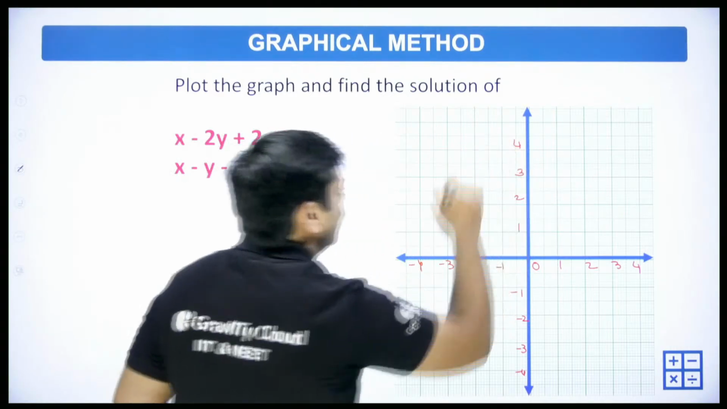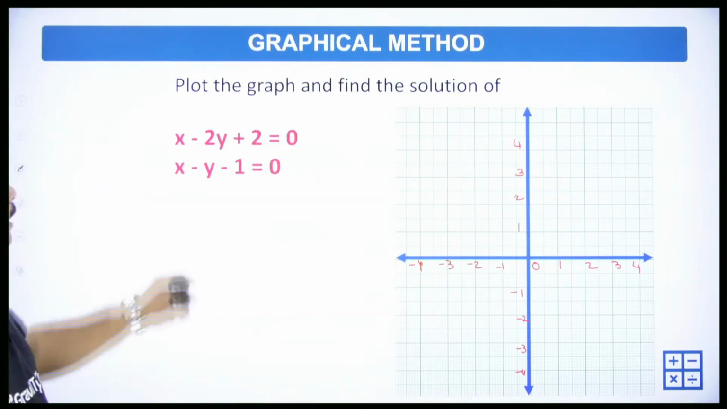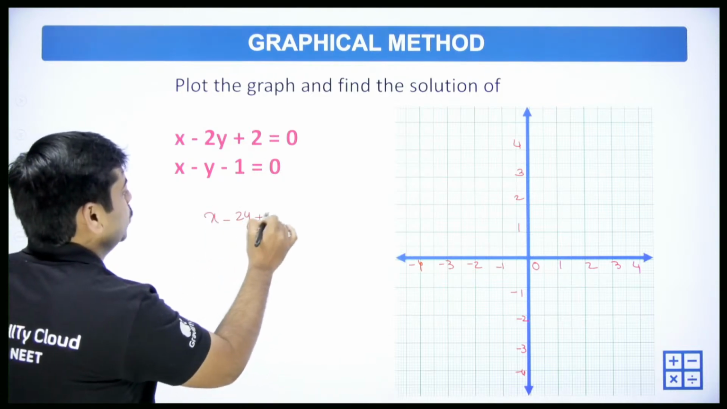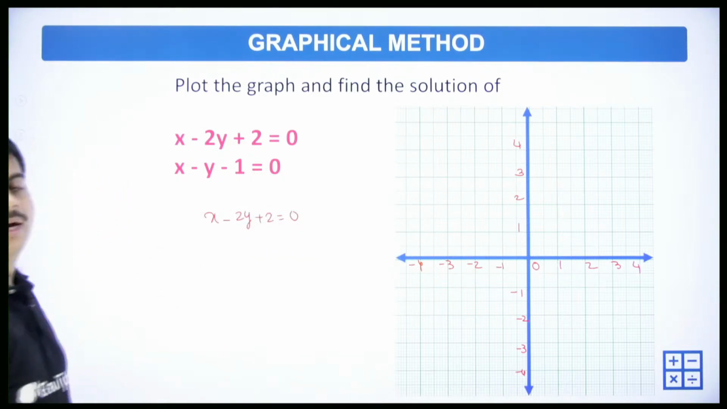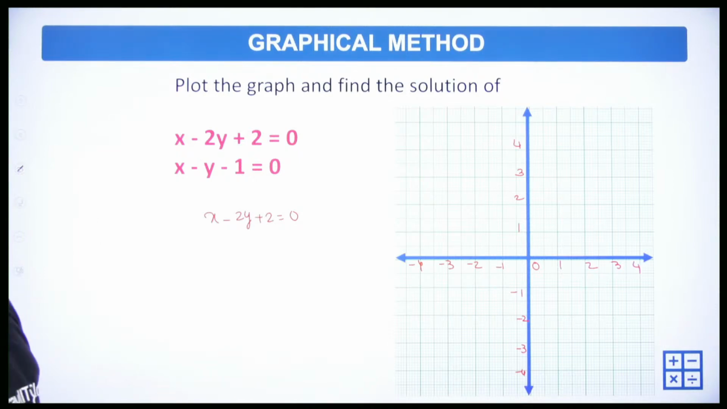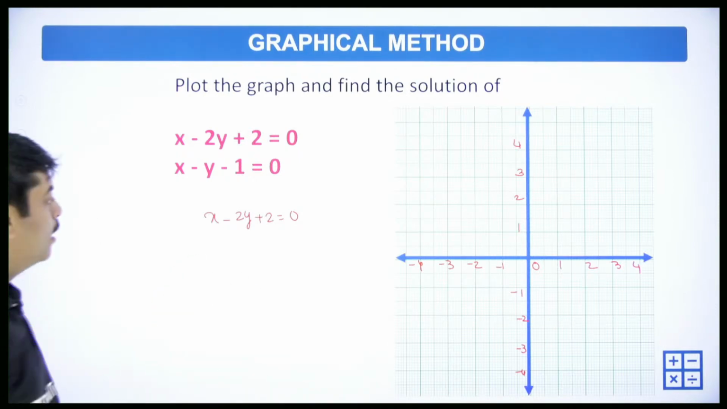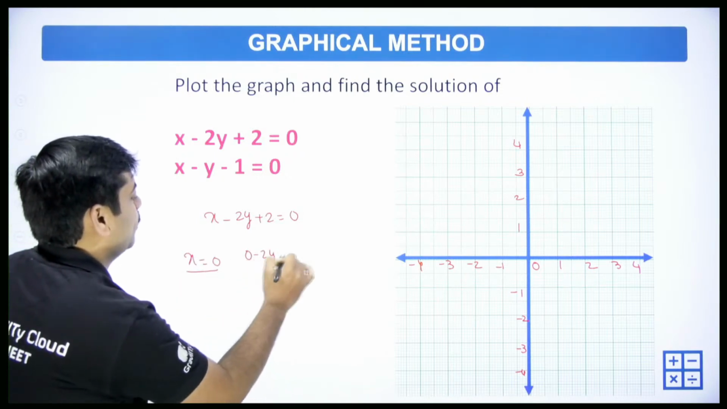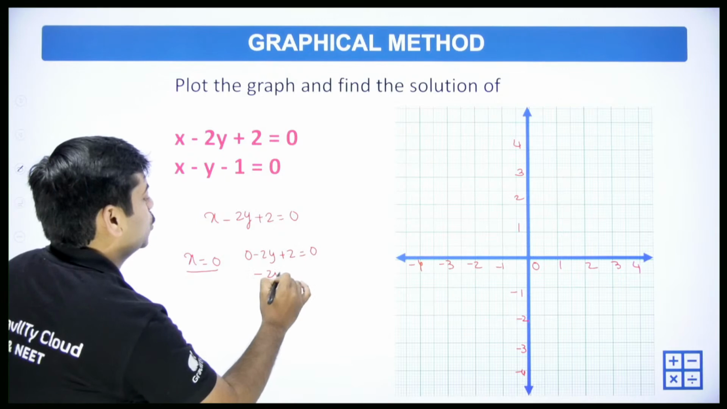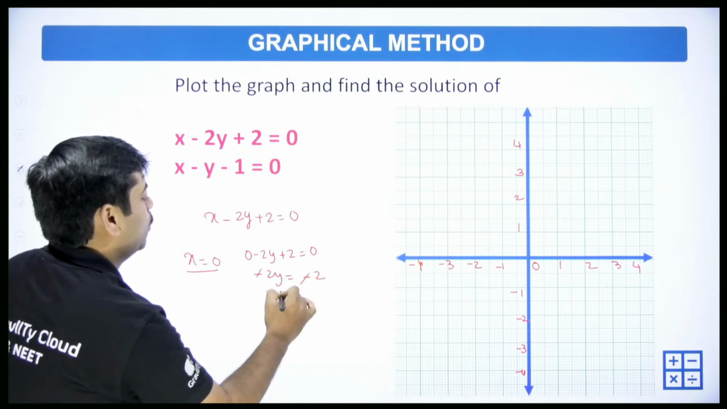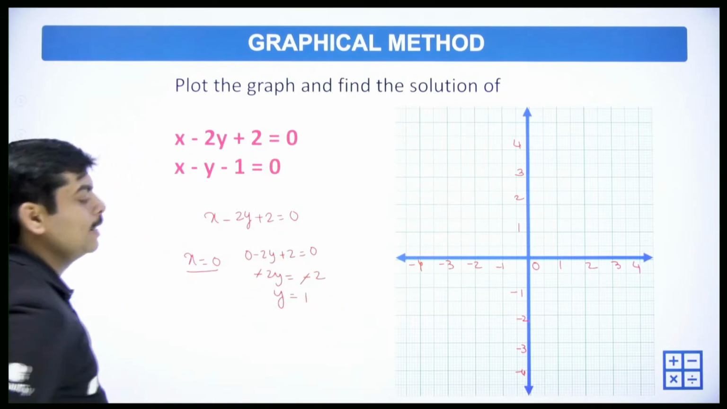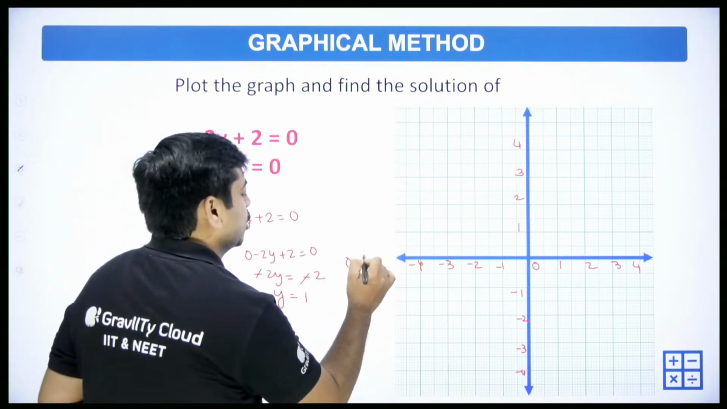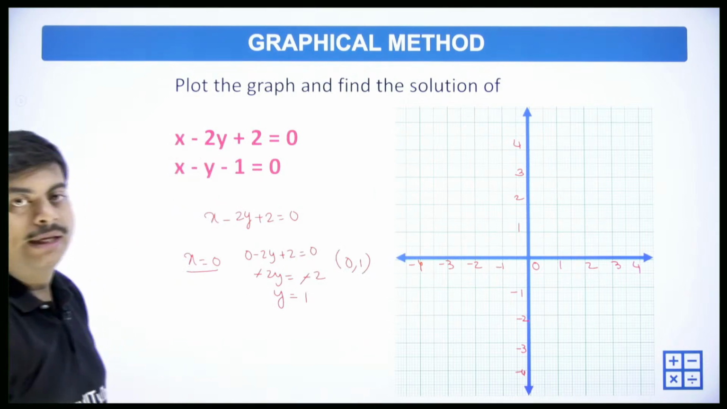So the very first question: x minus 2y plus 2 equal to 0. Let me keep x equal to 0, it's easier. If x is equal to 0, we get 0 minus 2y plus 2 equal to 0. Minus 2y is equal to minus 2, so y is equal to 1. So the point we need is (0, 1).